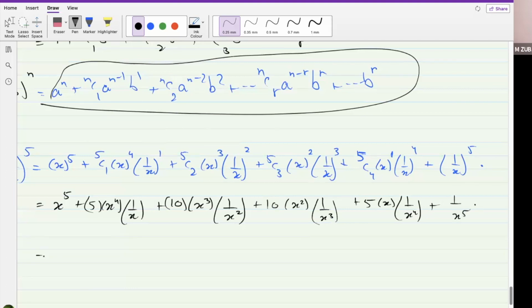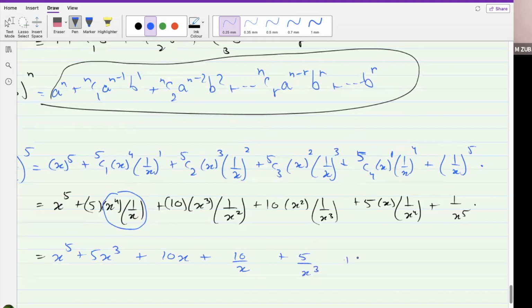It said completely showing all the working. So first is x to the 5 simplified. Now when we divide these two, we are left with x cube, 5x cube, then 10x, then 10 divided by x, then 5 divided by x cube, then 1 over x power 5.